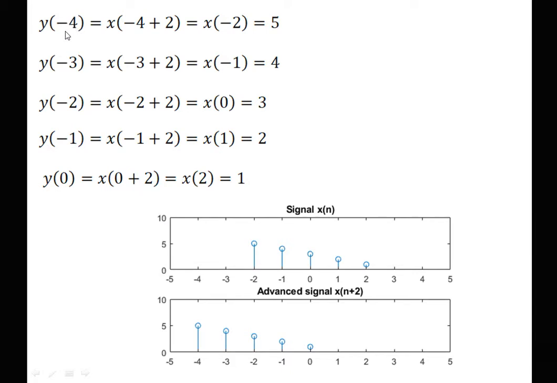The signal will start from -4 because we are advancing the signal by 2 units. So instead of -2, it will start with -4. I will explain only the first two. y of -4 is equal to x of -4 plus 2, x of -2. That is, x of -2 is shifted to y of -4. y of -3 is equal to x of -3 plus 2, that is x of -1. That is, x of -1 is shifted to y of -3.